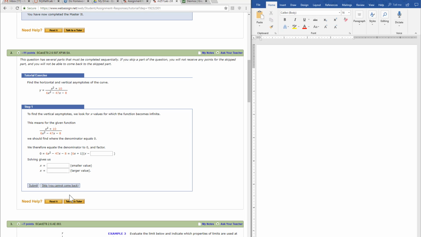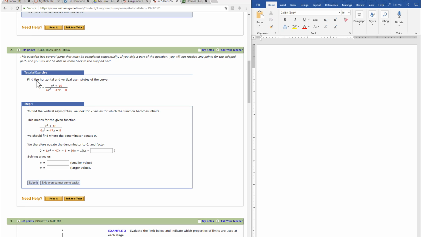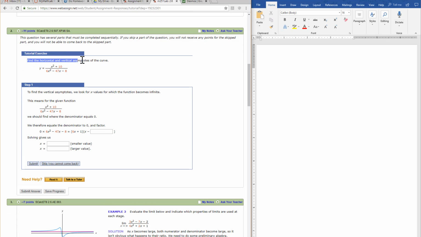Let's take a look at a lab assignment problem from section 2.6. It says here to find the horizontal and vertical asymptotes of the curve, and this is our function right here. And so our first step is we're going to look for the vertical asymptotes. Seems to be a little bit easier.